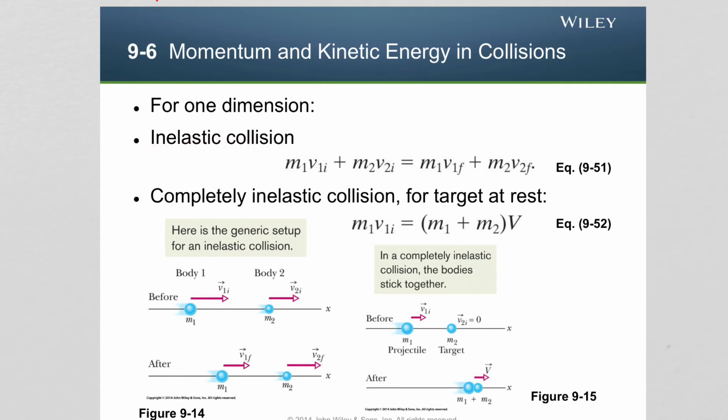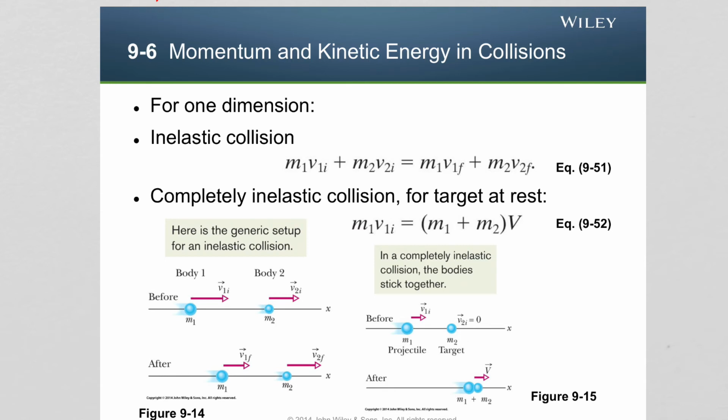Here are my two objects, a mass m1 and a mass m2, and those two masses are moving in the positive x direction with velocities v1 initial and v2 initial. And so after they collide, mass m1 is moving with velocity v1 final, and mass m2 with velocity v2 final. Both again are moving in the positive x direction.